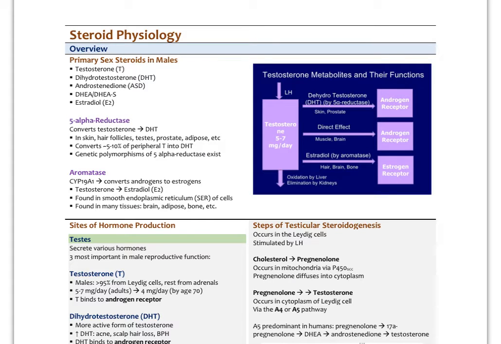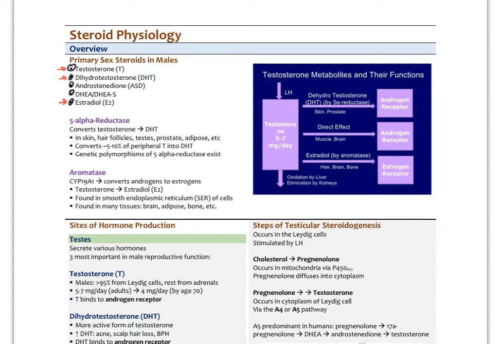So the primary sex steroids in males that we need to focus on are, of course, testosterone, as well as dihydrotestosterone, which is again a more active form of testosterone. And then males also release androstenedione as another androgen, as well as DHEA, and then estradiol. Of the three, really, testosterone, dihydrotestosterone, and estradiol are going to be the three we're going to focus on.